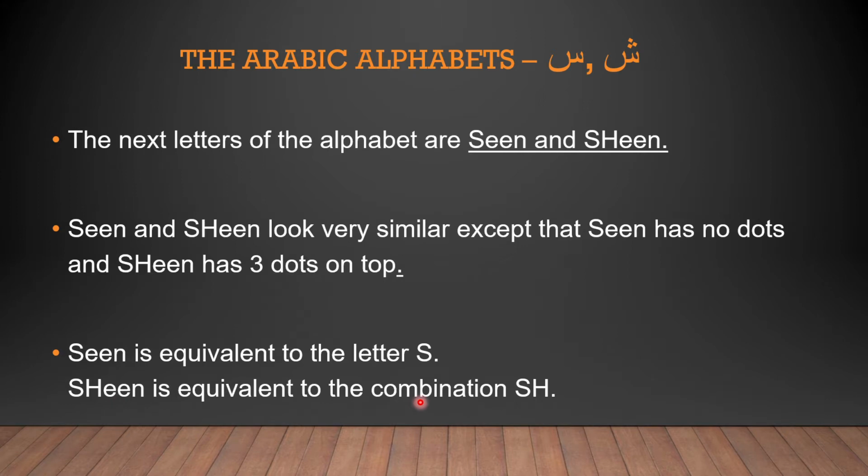Sheen is equivalent to the combination SH. So in words like she or Sean, we see that the beginning alphabet is SH. This creates the sh sound. Sh is exactly the sound of Sheen. So Sheen is the equivalent of the combination SH, like the words she or Sean. You see, those combinations are always there. SH makes the sound sh, as in she, and so Sheen makes the same sound.